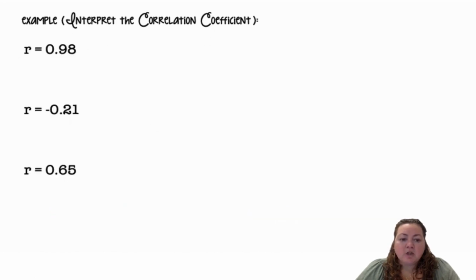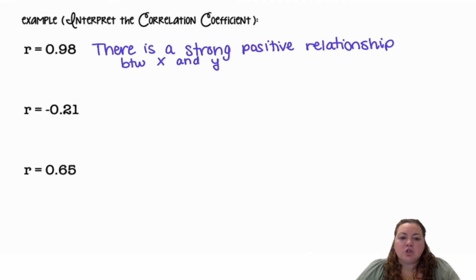And interpreting the correlation coefficient. So if they give you the correlation coefficient, what does that tell you? If R equals 0.98, this tells me that there is a strong positive relationship between X and Y. Remember, R, the correlation coefficient, tells you the strength and the direction. So it's strong because it's really close to 1, and it's a positive value, so it's a positive relationship.